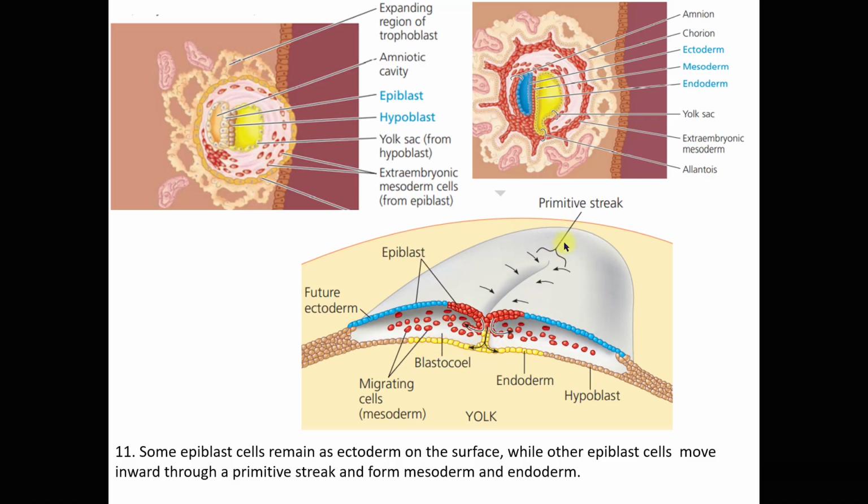Right, and this primitive streak is a very special characteristic in the embryo, which marks the gastrulation process. So we can tell that an embryo undergoes gastrulation by the formation of this primitive streak. You can see how these epiblasts fall inwards to form the mesoderm and endoderm.